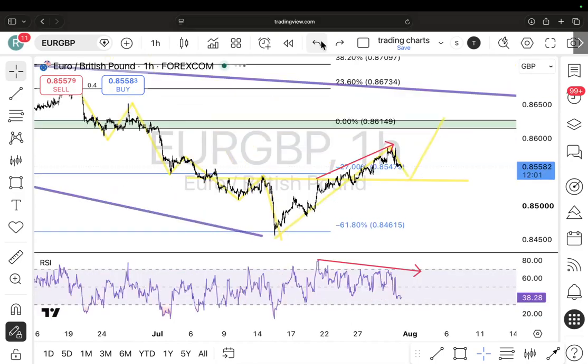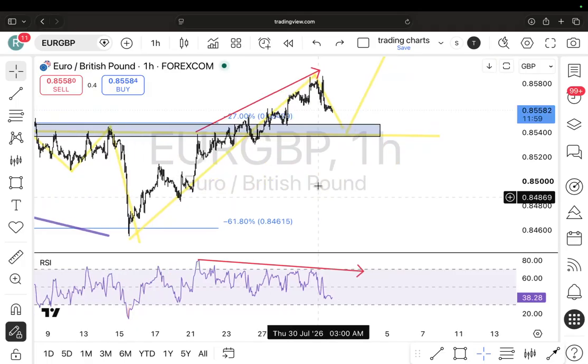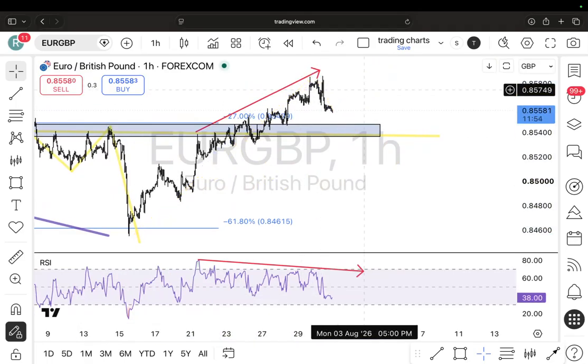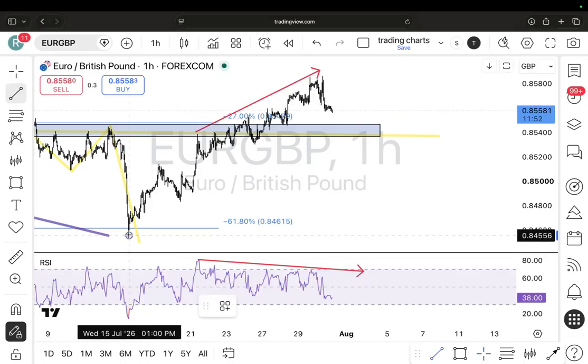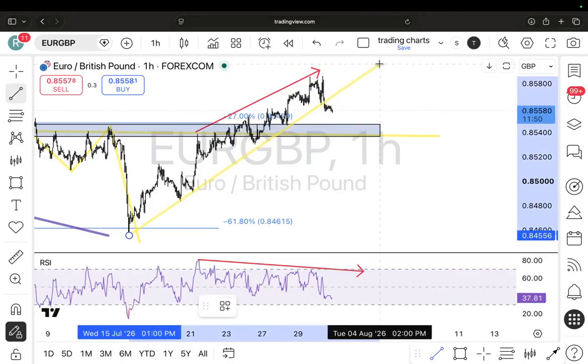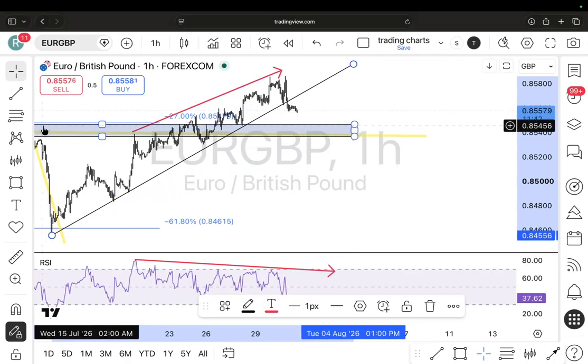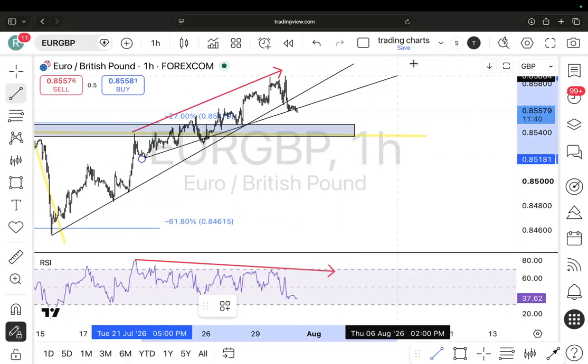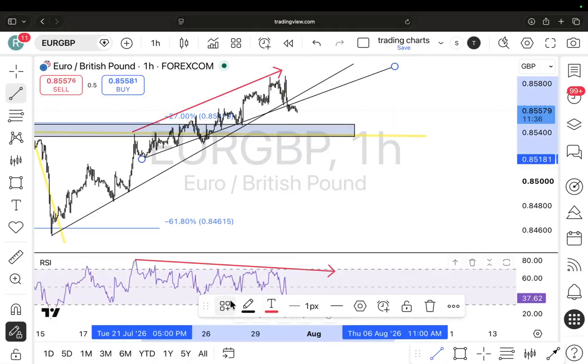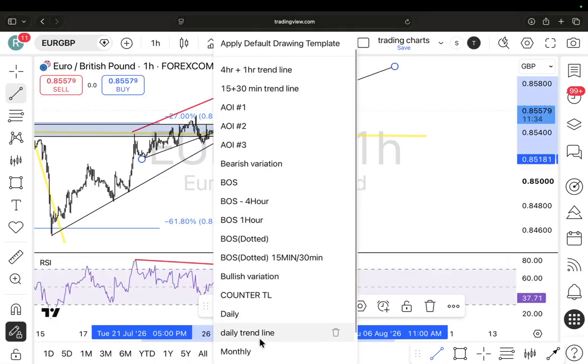I have two trend lines that I'm looking at. Let me delete this. I have a trend line from point A to point B. Price already broke this trend line a little bit. I'm looking for it to pull back to this. And then I have this divergence trend line right here. Either one of these trend lines, I'm looking for price to get a reaction from.